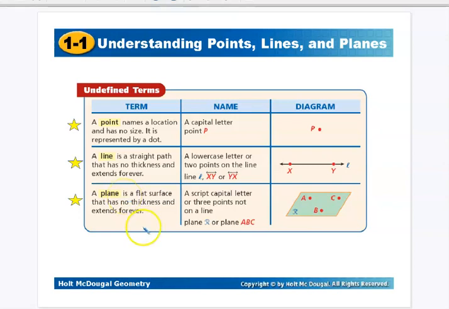A plane is a flat surface. It has no thickness, and it also extends forever. To label these, we can use one of two ways. We can use a script capital letter. Script is kind of like cursive. Or we can use 3 letters. Okay, now, we cannot use 2, and we do not formally use 4 letters. So even if you may see 4 letters on a plane, we would not use all of them. We only need 3 of those.